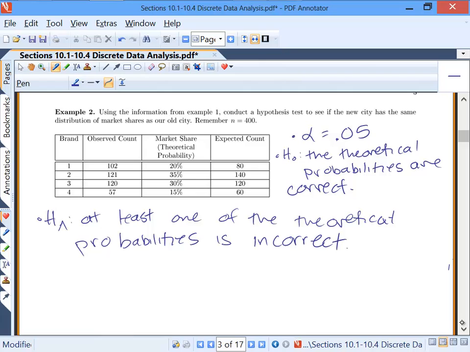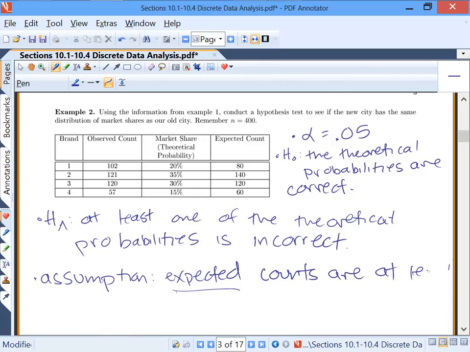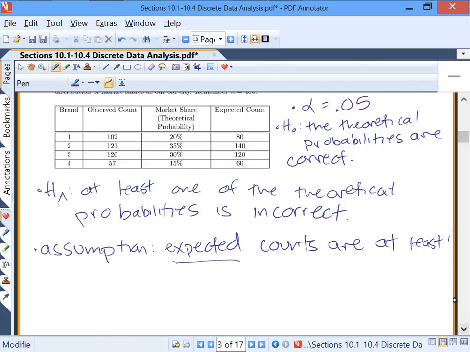What else do we need that I've forgotten so far? So, the assumptions. We have to check the expected counts. Notice that we check the expected, not the observed counts. So the expected counts are at least 5. Well, all my expected counts go from 60 to 140, so I think we're good there.